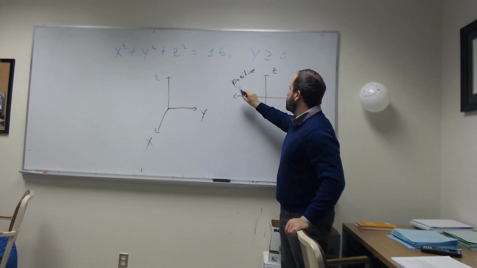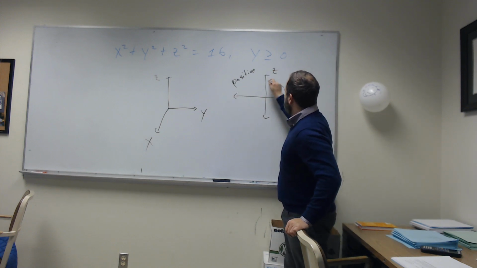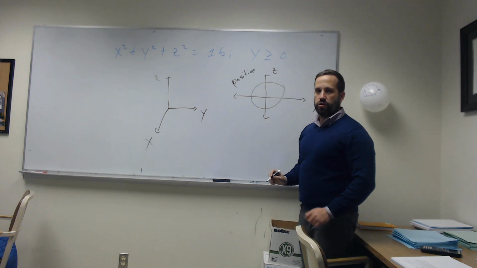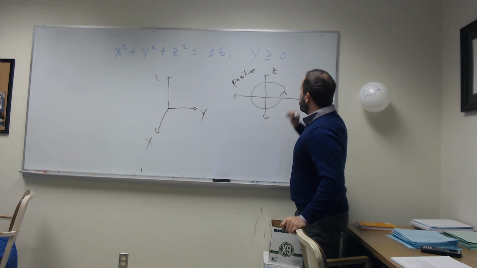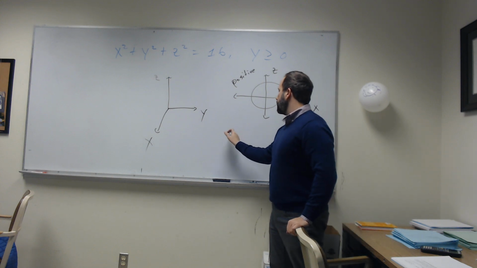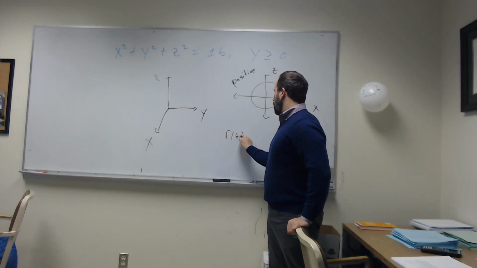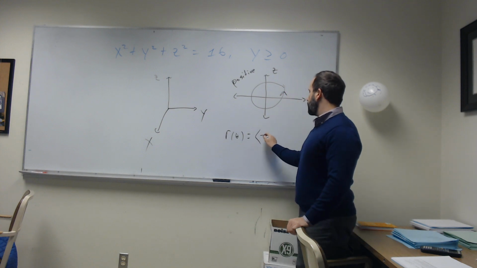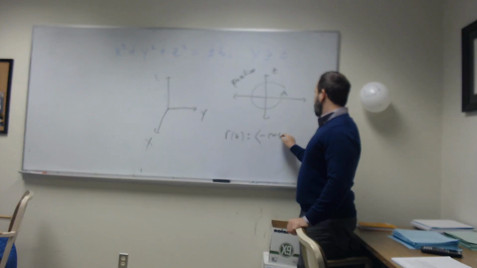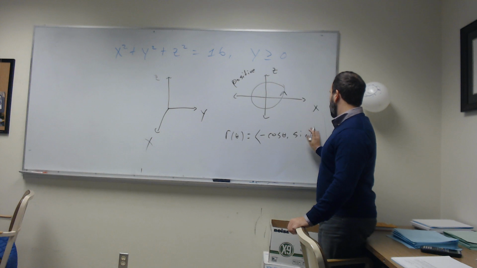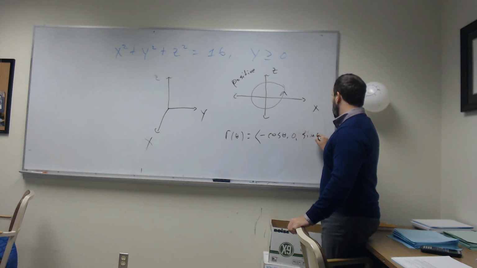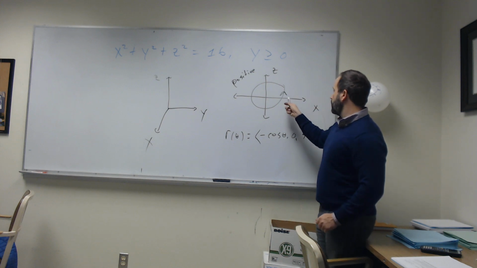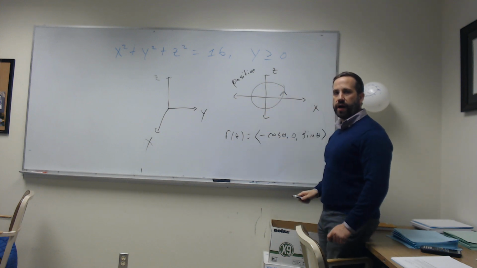This is the positive x-axis. This is the positive z-axis. This is still the boundary circle. It's a circle of radius 4 in the y equals 0 plane. This is still the correct orientation, but the parameterization is actually going to be minus cosine theta, 0, sine theta, because we're going to start here and move in the counterclockwise rotation.